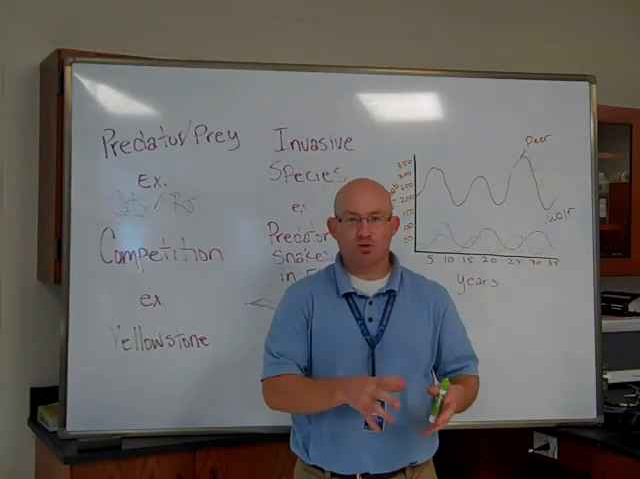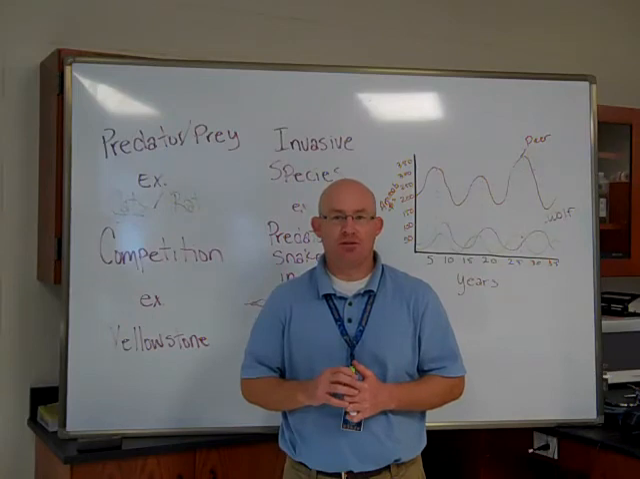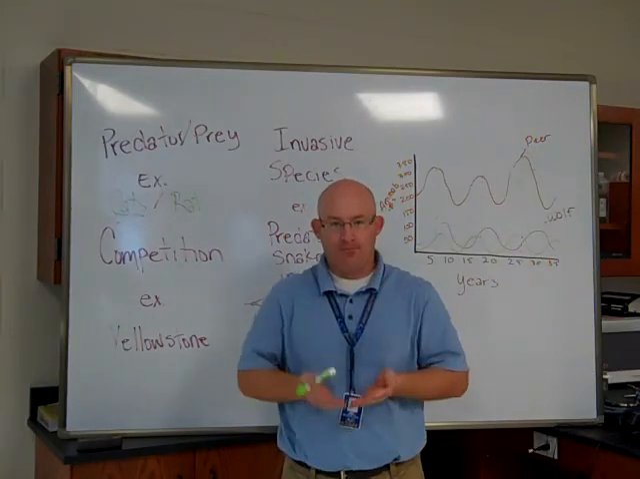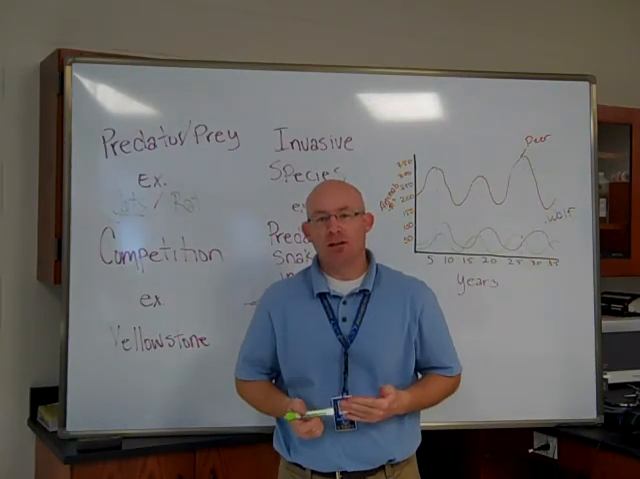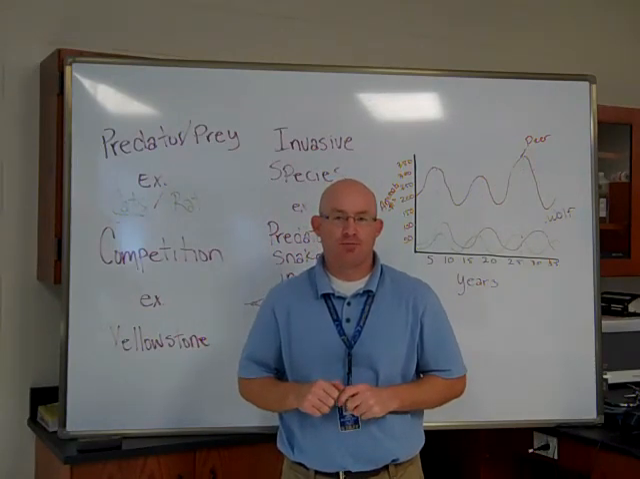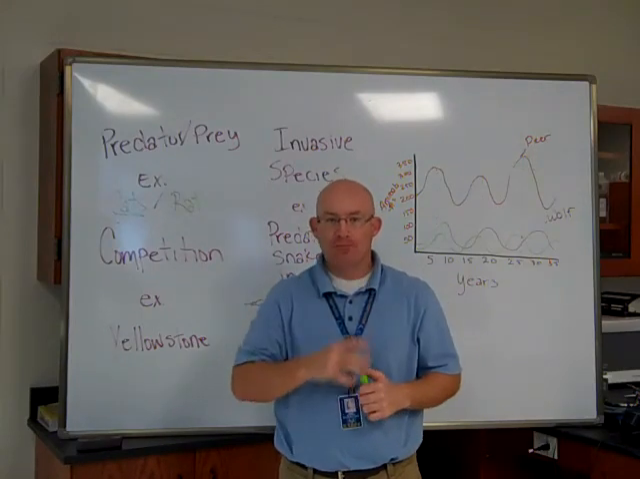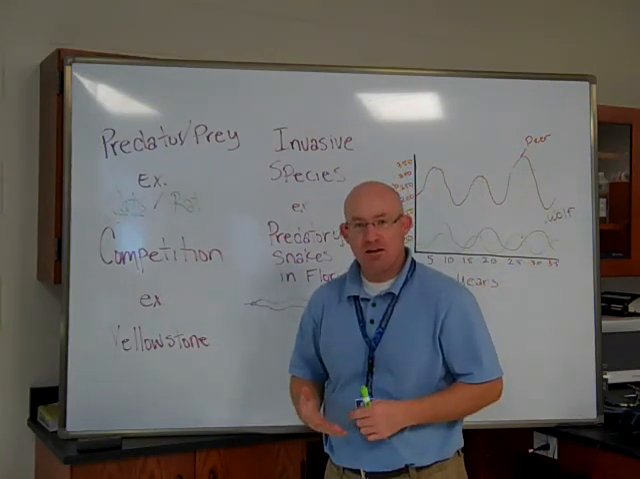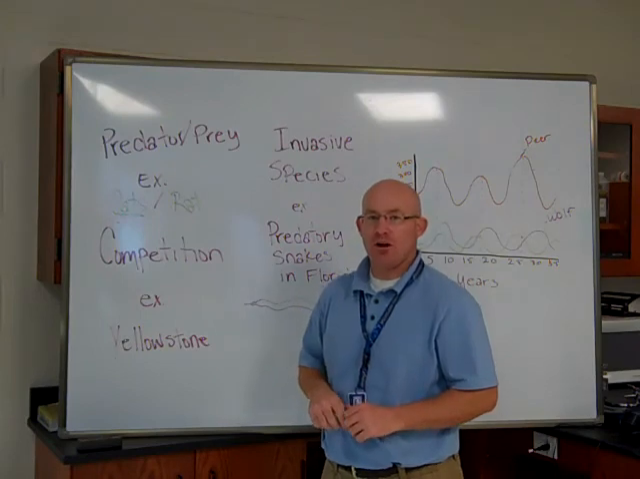People brought the gray squirrel in and it now outcompetes the native species for food and for shelter and for its resources. Remember, food, shelter, water. It outcompetes the red squirrel for those resources. So we see the number of red squirrels go down. Now sometimes it could cause a native species to go extinct. It doesn't have to, but it could. So that's the end of invasive species and competition.